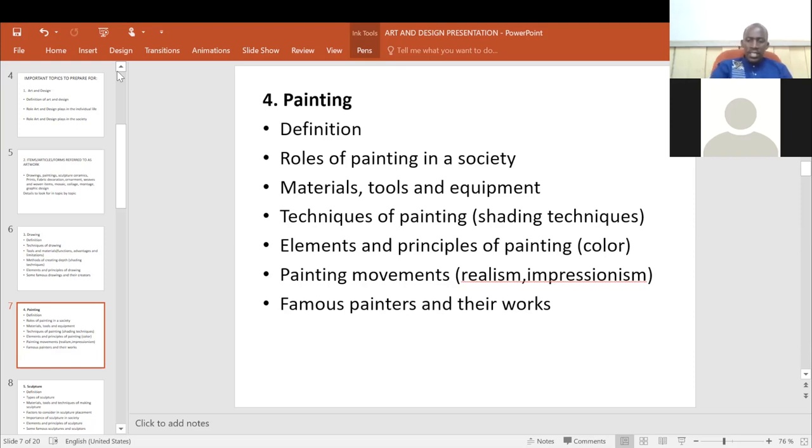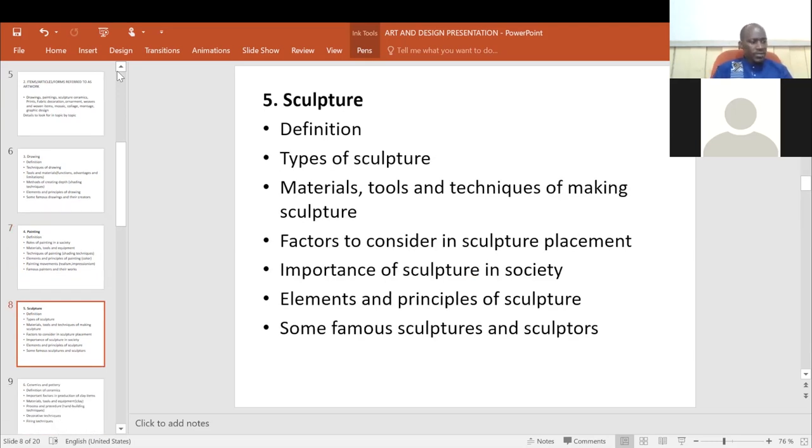their work. Then we look at the next topic, topic number 5, sculpture. What are some of the details that the candidate should be looking out for as far as sculpture is concerned? Again, just like any other topic, the candidate must be able to define what is sculpture. Then, away from the definition of sculpture, let the learners understand the types of sculpture we have.